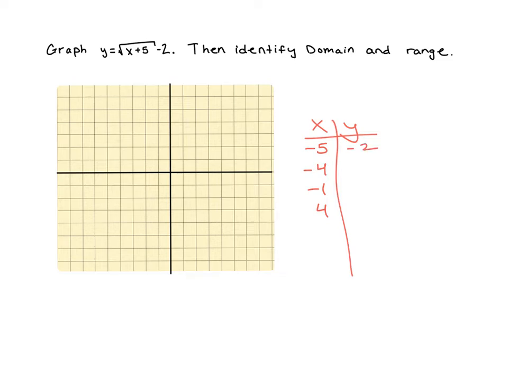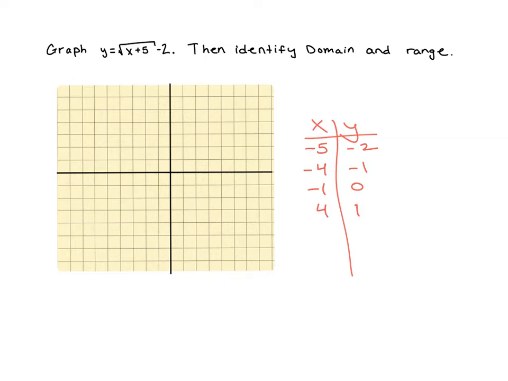And then as I plug these in, when I get 0 under the square root, I get -2 for y. When I plug in -4, I get -1. When I plug in -1, I get square root of 4 is 2, minus 2 is 0. And then when I plug in 4, I get 3, and 3 minus 2 is 1. So I can go and start plotting these points.